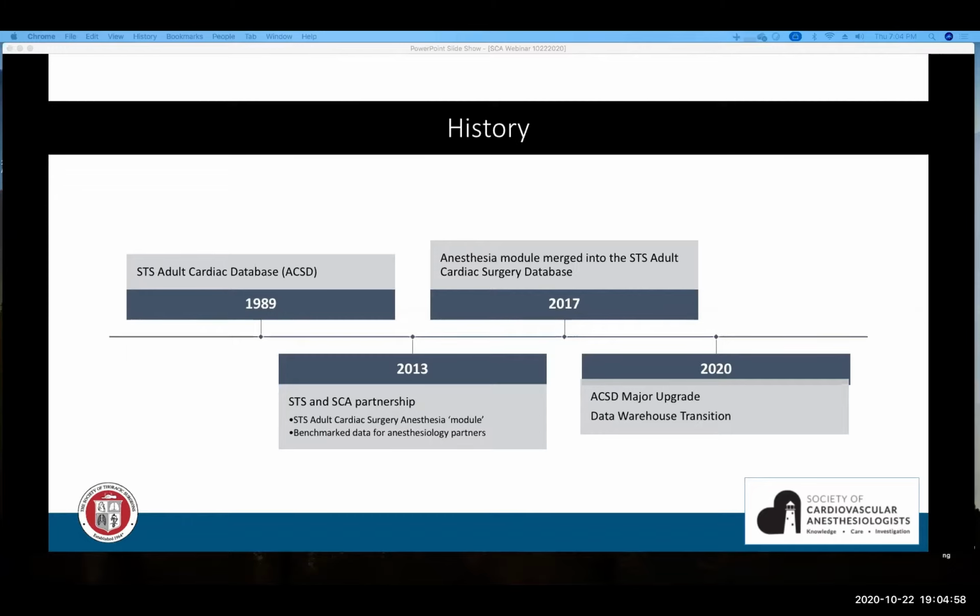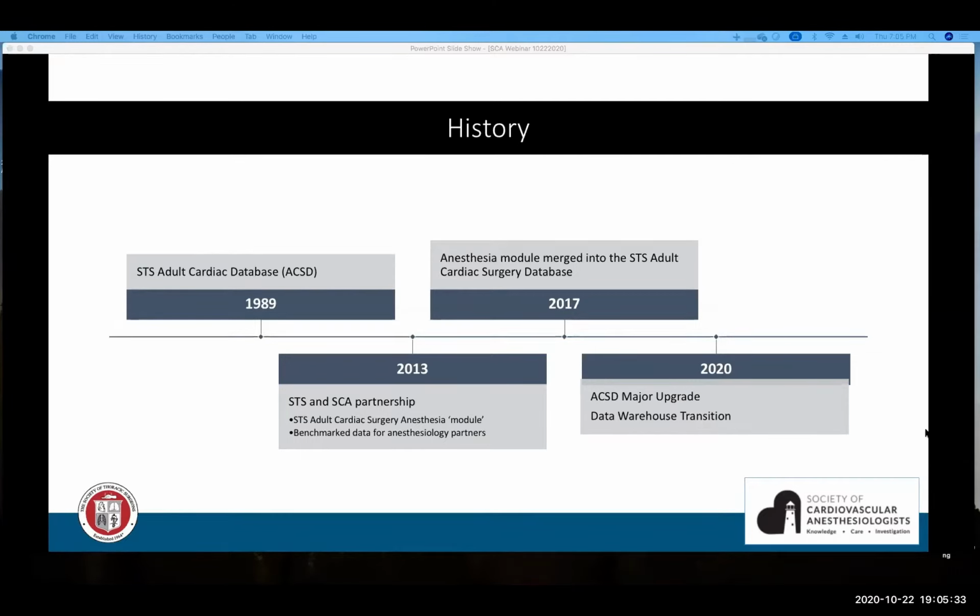Back then, there was no direct link and merge between the surgery and anesthesia sections of the database, but by 2017, the anesthesia module was actually merged into the adult cardiac surgery database. And subsequently in 2020, we underwent a major upgrade of the adult cardiac surgery database, as well as the anesthesia section, which is included in the adult cardiac surgery database.